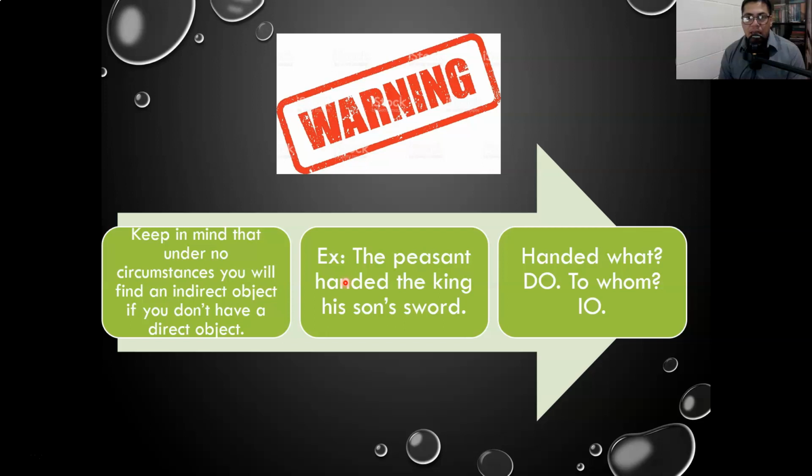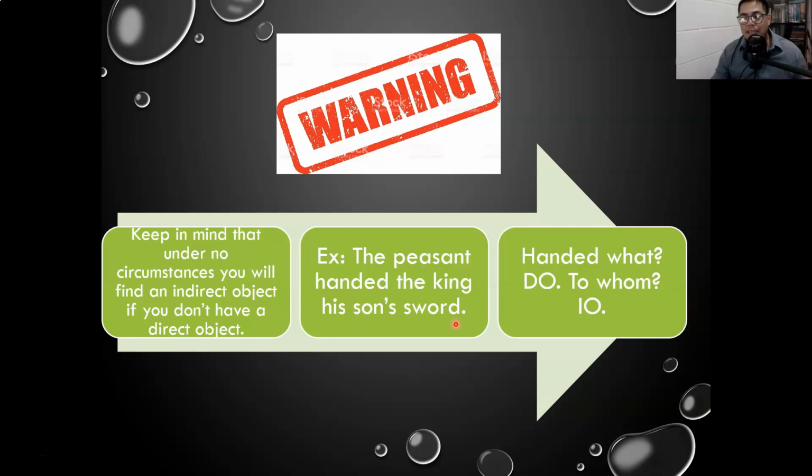Did he hand it the king? Like, here, take this king. No, right? No, he handed his son's sword. Here is my son's sword. Yes, here it is. Take it. Yes, that's what he handed. He handed what? His son's sword.